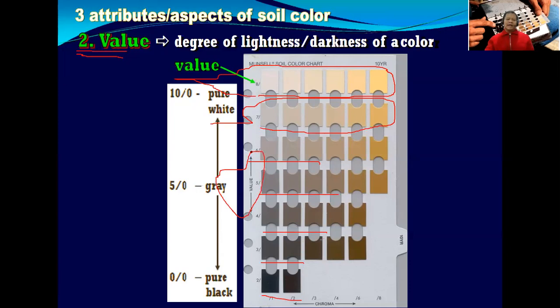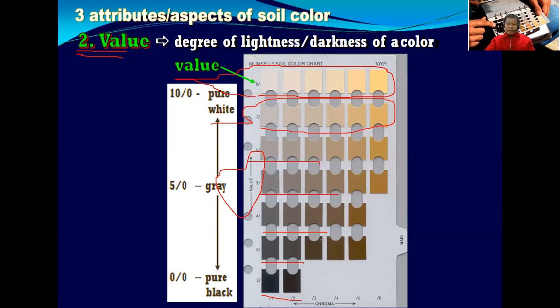Okay? So what is value? Value is a degree of lightness or darkness of a color. So for example, if we have a dominant color of red, this is the hue, then gaano ba katingkad ang kulay red? Light red, dark red. So mayroon ding value ng red. Kung mayroong hue na red, mayroon ding value ng red in terms of lightness of red or darkness of a color red. Or ganun din, lightness of yellow and how dark is yellow. Okay? So yes, you have that one.